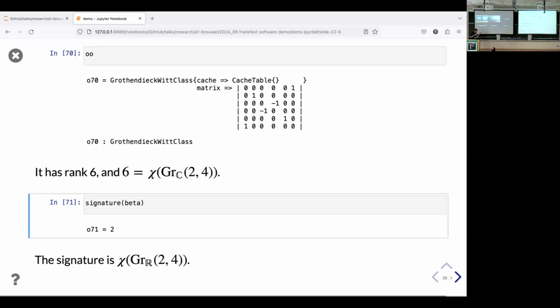In any setting where you have a variety that you want to study from the perspective of A1 homotopy theory, one of the first granular invariants you might want to extract is a quadratic form valued Euler characteristic. And this is a really nice way to do it that runs very quickly.